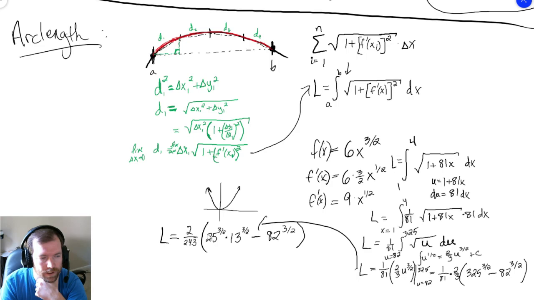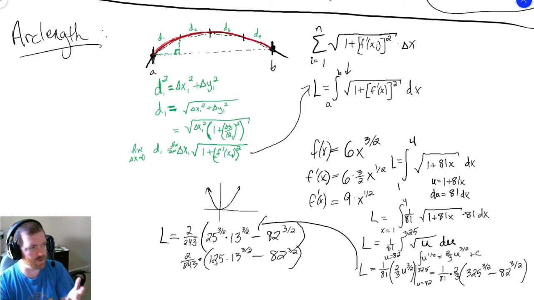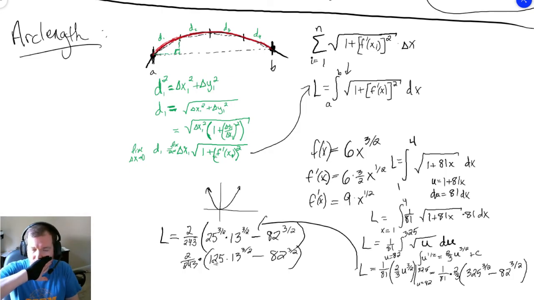Alright, this one here, we're going to get a 5 raised to the third power, which is 125, times 13 raised to the 3 halves power minus 82 raised to the 3 halves power. Again, we're not going to get anything nicer than that out of this, so at this point, using your calculator to figure out what this number is going to be would be an appropriate step.